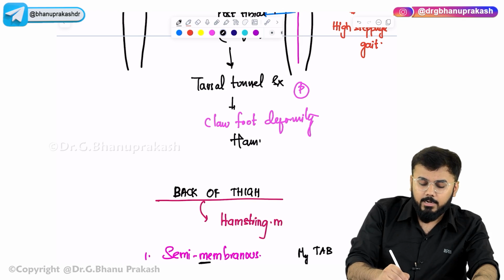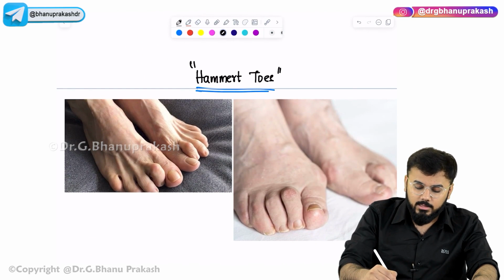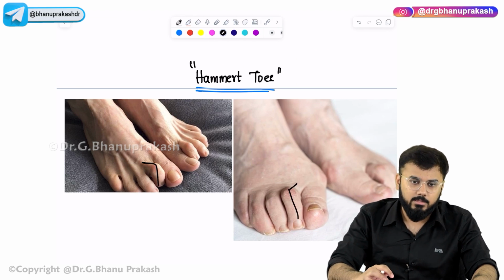The particular toes which you see here are called hammer toes. Okay, so I'll show you the picture here. So these are the toes. You see, these toes are called hammer toes, where you see the clawfoot deformity.